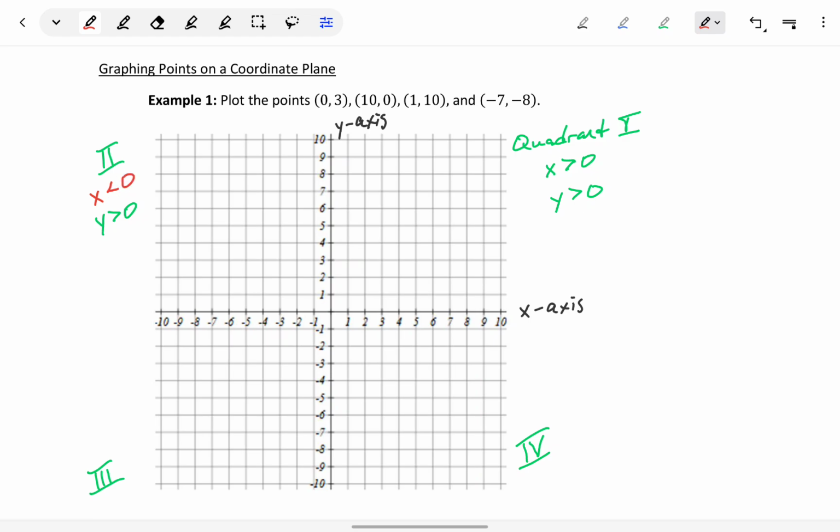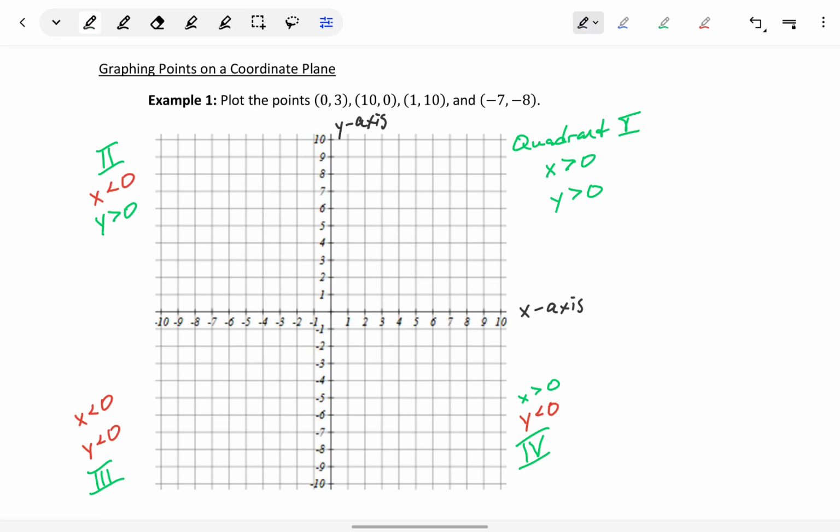In quadrant 3, now we dip below the x-axis. Our x values are negative, and now our y values are becoming negative. In quadrant 4, our y values are still negative, but we've transitioned back to the right-hand side of the x-axis, meaning the right-hand side of the y-axis, meaning our x values are positive again. So depending on which quadrant we're in, x and y will either take on positive or negative values.